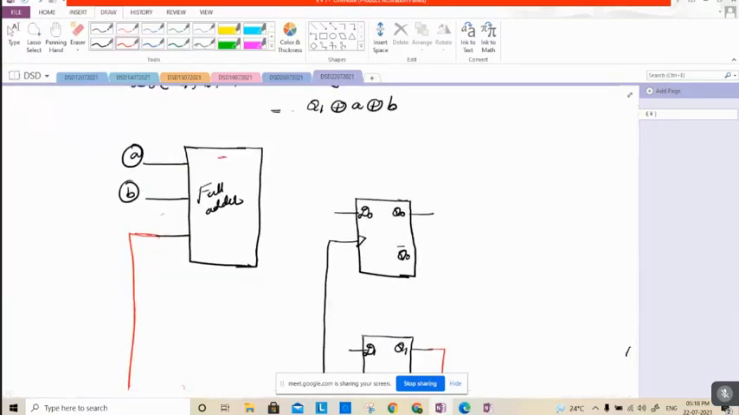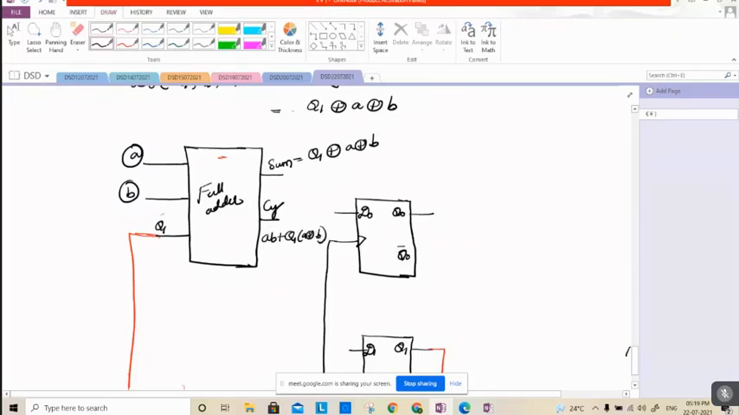So the full adder is going to generate sum as well as carry. Sum is equal to Q1 XOR A XOR B. Now carry is AB plus Q1 into A XOR B.